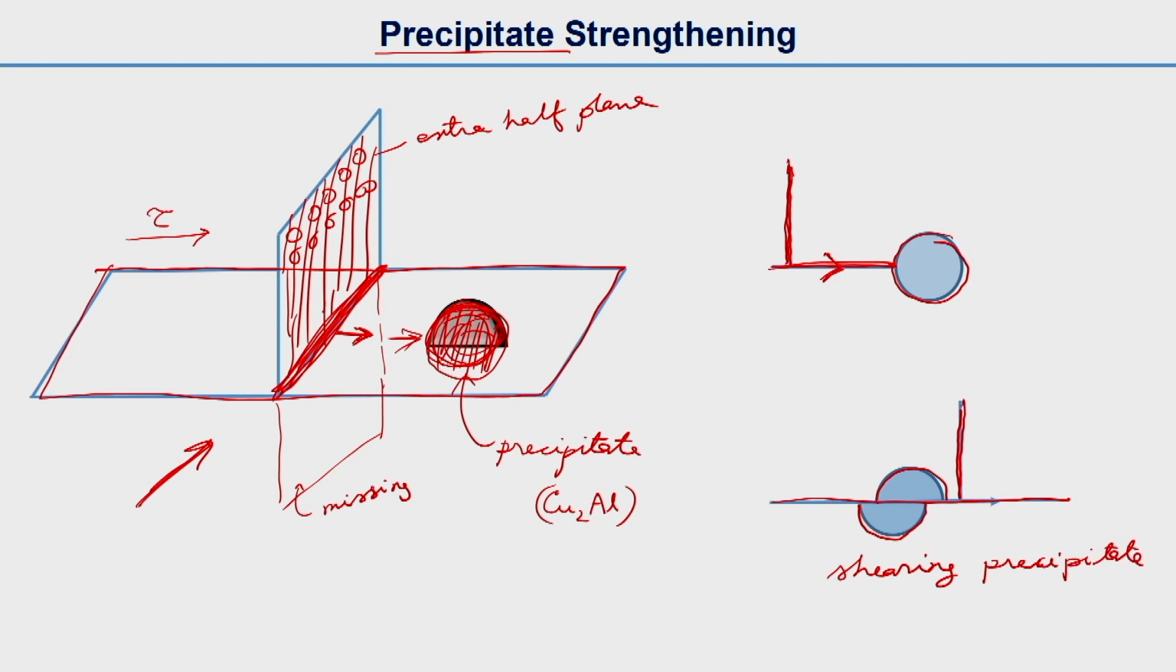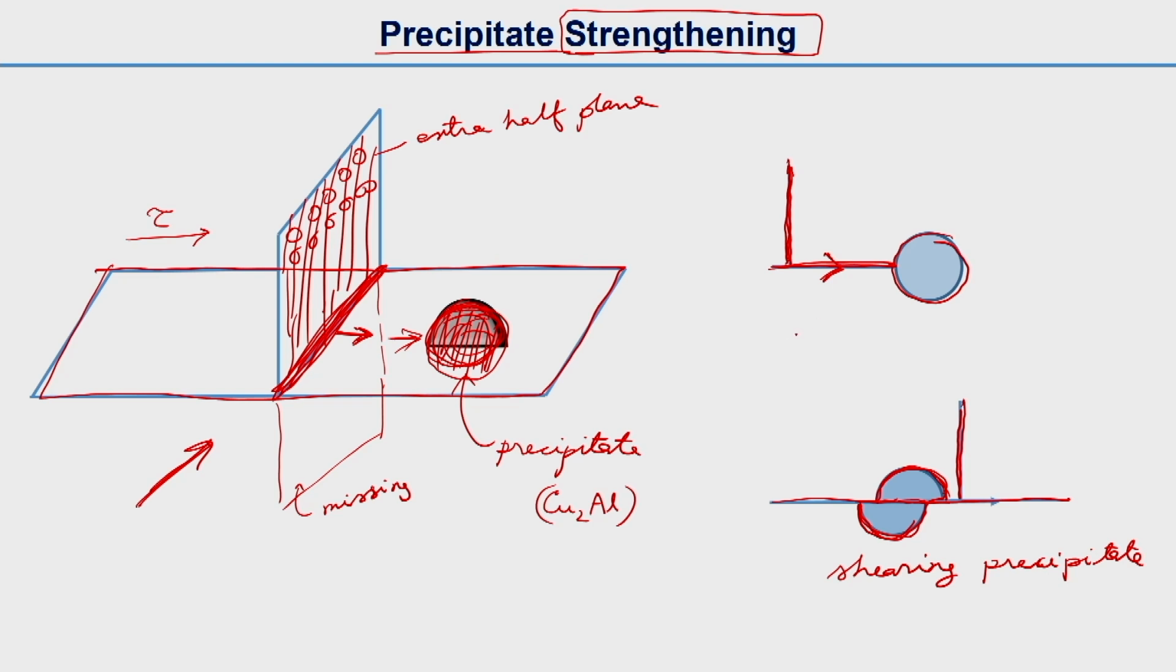So during this shearing there are two results. One is that the surface area of the precipitates increases, and also the force required for the dislocation line to cross the precipitate increases. So more force is required. That is why this strengthening happens due to precipitate.